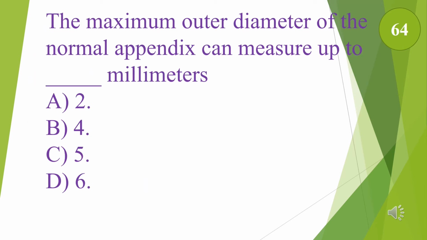The maximum outer diameter of the normal appendix can measure up to how many millimeters? A. 2. B. 4. C. 5. D. 6. The answer is D. 6 millimeters. Remember that when you measure the appendix, you measure from outer to outer wall.